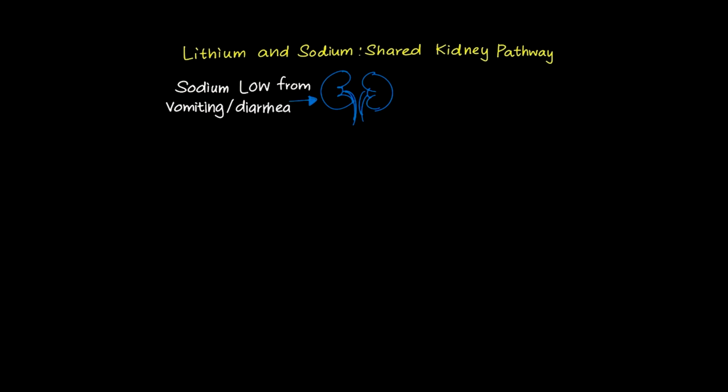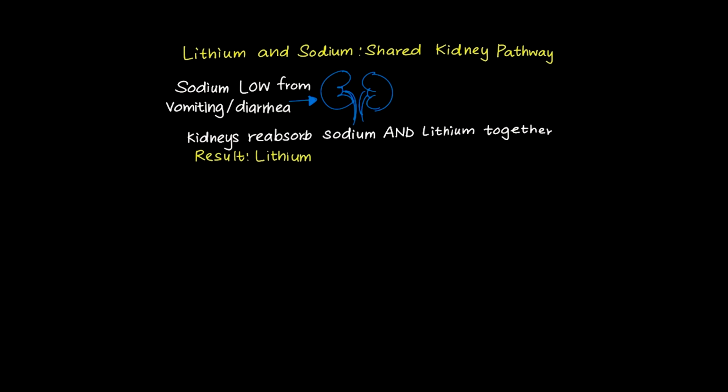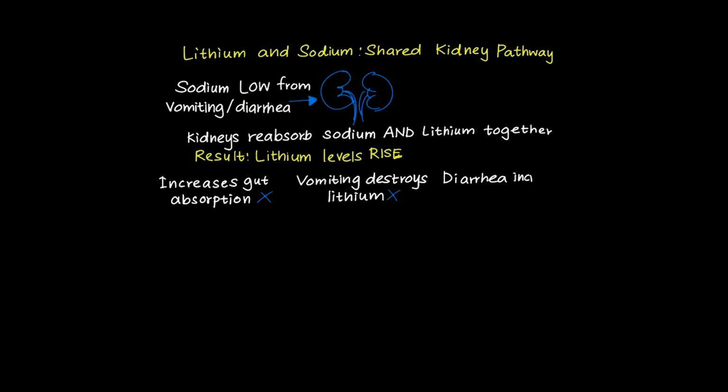When the body loses sodium through vomiting and diarrhea, the kidneys try to hold onto every sodium molecule they can. But because lithium and sodium look so similar to the kidney, it reabsorbs lithium right along with the sodium. The result is lithium levels climb while the body is dehydrated and sodium depleted. The illness does not increase lithium absorption from the gut, vomiting does not destroy lithium molecules, and diarrhea decreases kidney filtration, it does not increase it.